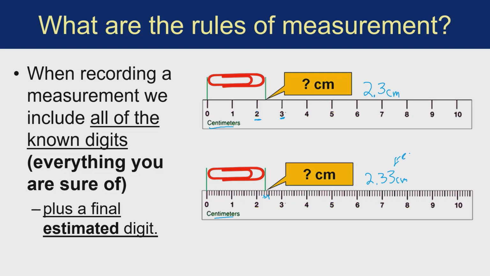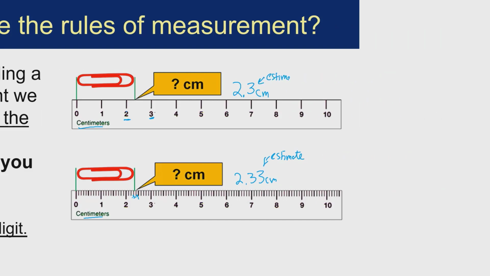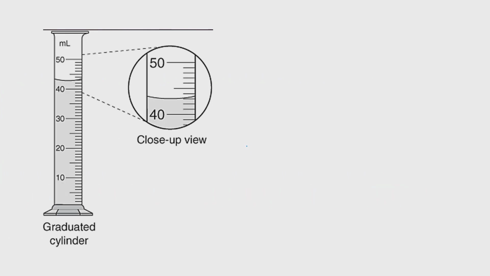That is the estimate there. And it could be any number. It could be a 5, could be a 2, could be a 4, as long as the number is reasonable. So now that we've learned this, let's try an example.